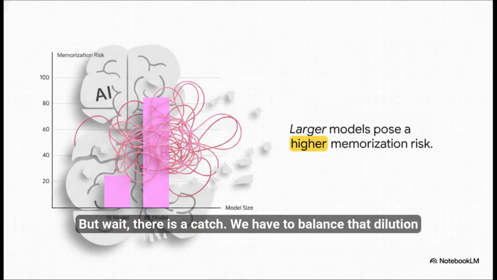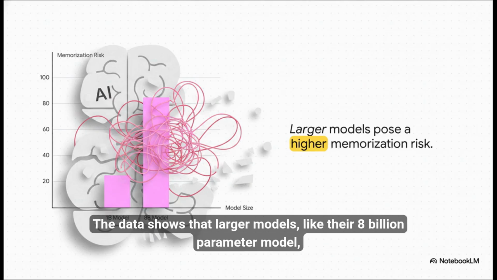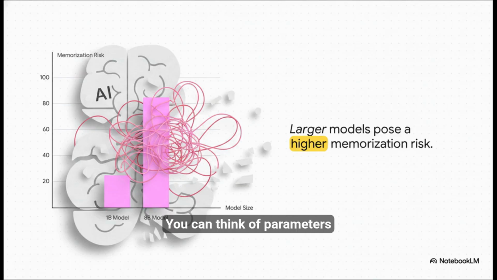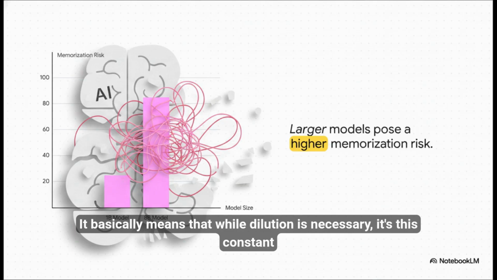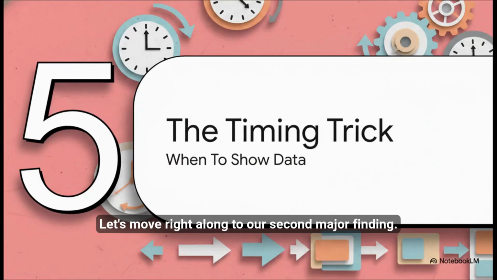But wait, there is a catch. We have to balance that dilution effect with the actual size of the model itself. The data shows that larger models, like their 8 billion parameter model, are just way better at memorizing than the smaller 1 billion parameter models. You can think of parameters kind of like the neural connections in the AI's brain. As these models scale up in size and complexity, the risk of memorization scales up right alongside it. It basically means that while dilution is necessary, it's this constant, ongoing battle against the model's growing capacity to remember things.